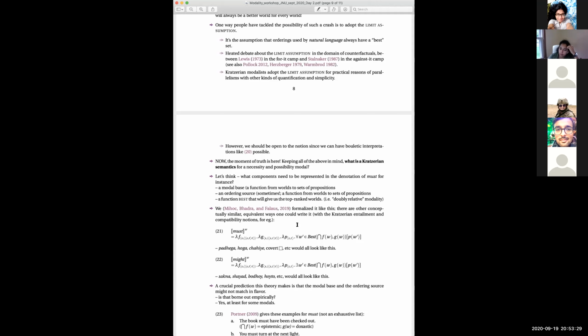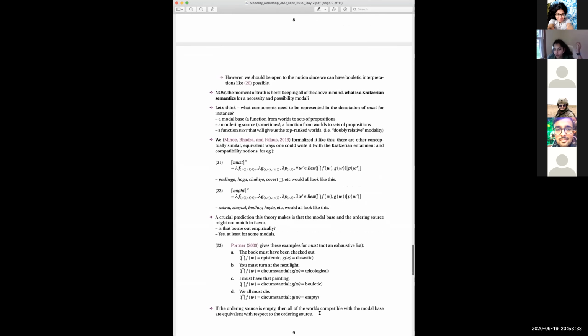But think about it this way: if you do not have an ordering source, then you're quantifying over your entire modal base. Yeah, that's clear from 23D. Right. But as soon as you have an ordering source, you have a shrunken, if that's a word, set from among the modal base.